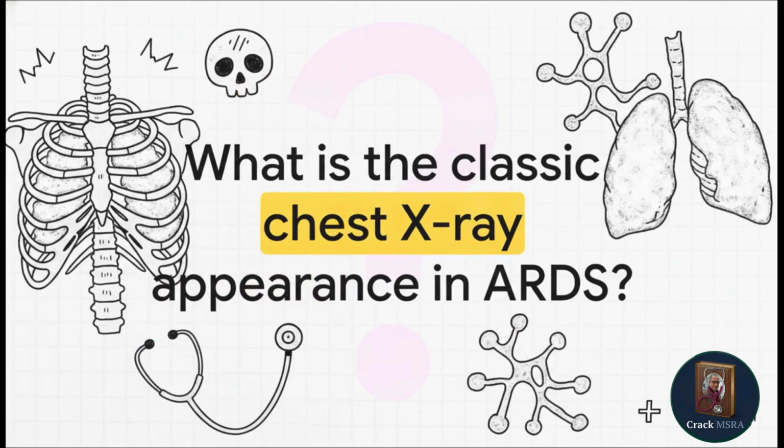Question 3. Let's test your imaging knowledge. What is the classic chest X-ray appearance in established ARDS? Well, you are looking for widespread bilateral diffuse alveolar opacities progressing to white-out lungs. It looks pretty terrifying on an X-ray, totally clouding both lung fields.